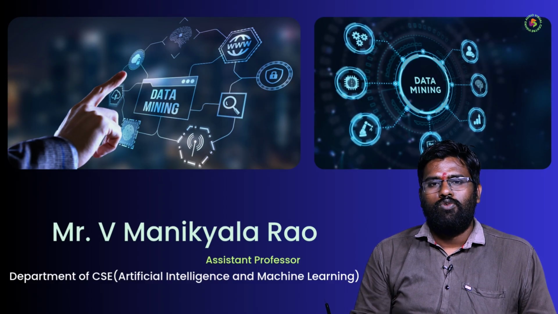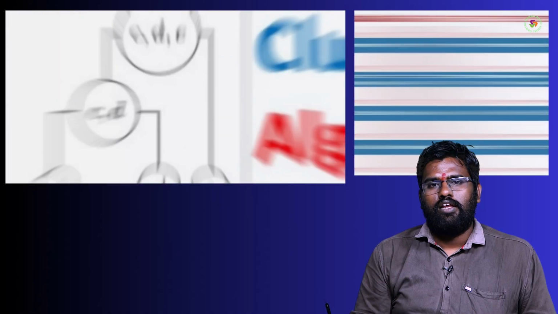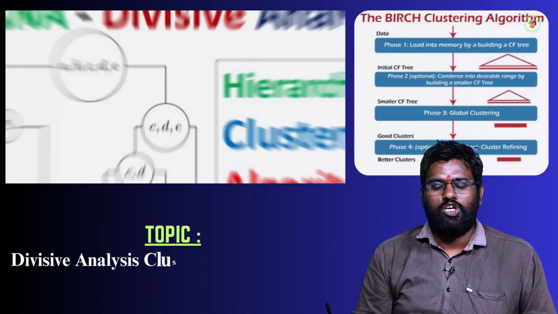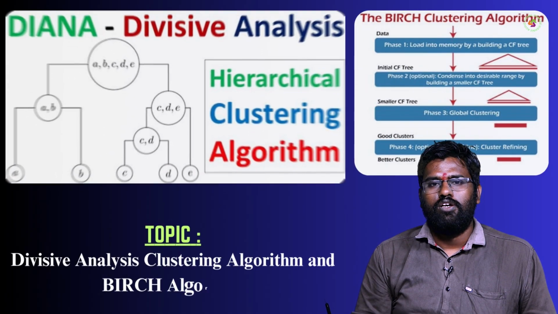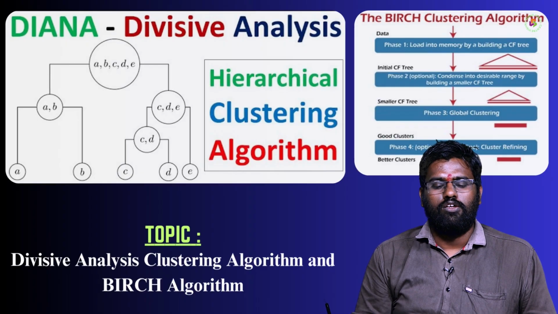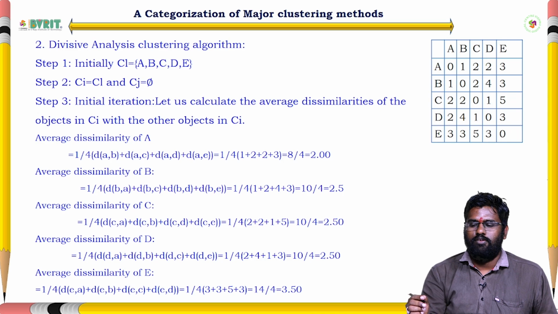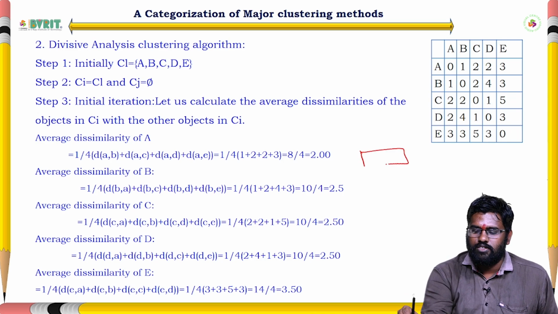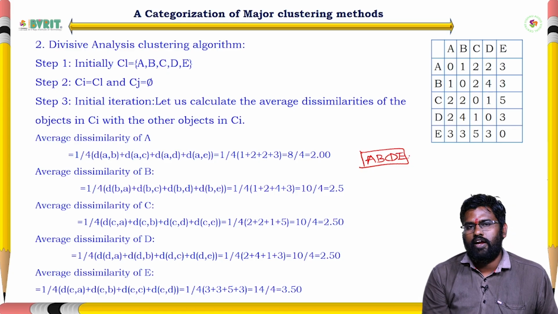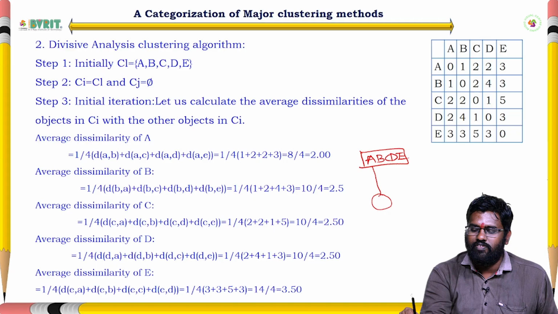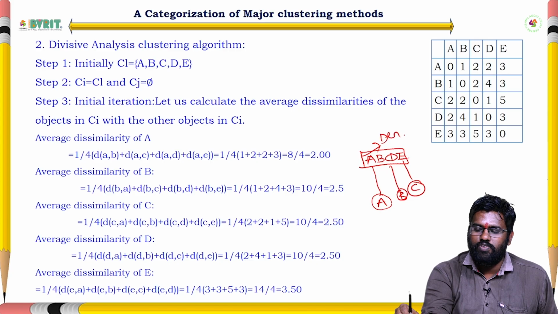Today we want to discuss another hierarchical clustering method, that is the divisive clustering algorithm, and the BIRCH algorithm. So what is the divisive analysis clustering algorithm? For example, if I take the clusters A, B, C, D, E, divisive means that A, B, C, D, E will be divided into individual clusters like this. This is called a dendrogram for divisive.